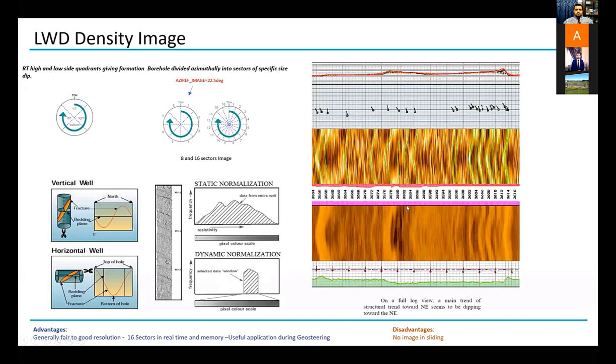Now in here, what you actually see is the static and dynamic image, and it's very nice. You can certainly see that the beddings are actually picked up there. I could not actually show the other features. For example, we could also pick the faults and the fractures in here.